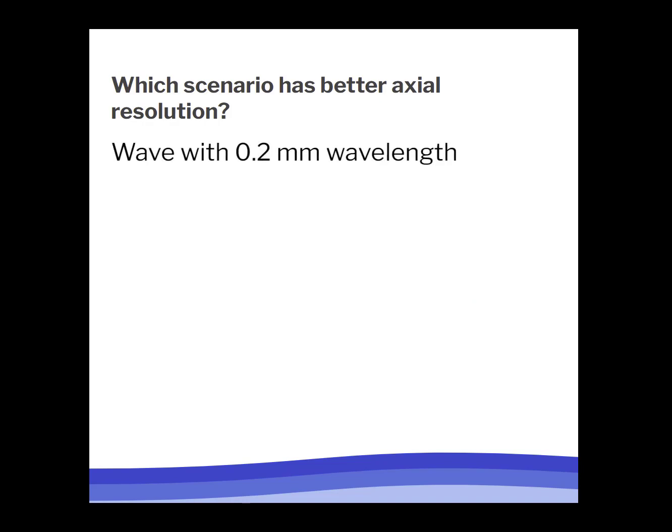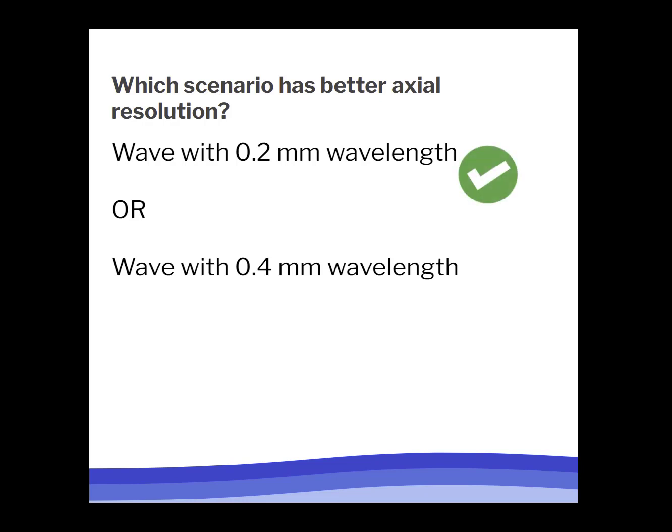And for our last one, we have a wave with 0.2 millimeters wavelength, or we have a wave with a 0.4 millimeters wavelength. Again, the shorter the wave is, the shorter the SPL. So we want to choose the one that has the shorter wavelength, which will be our 0.2 millimeter.